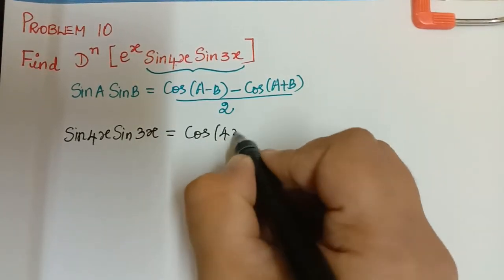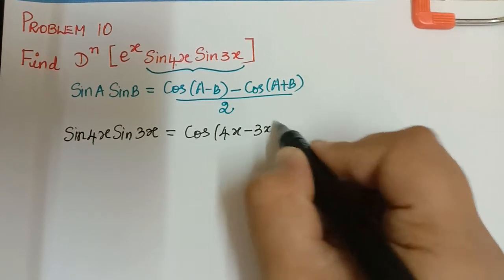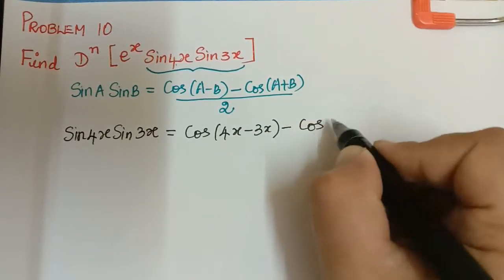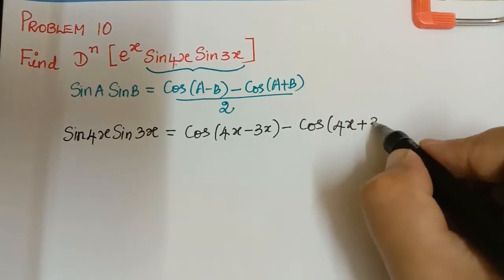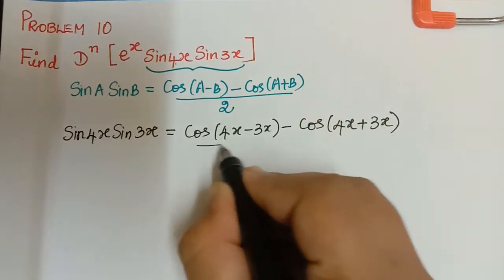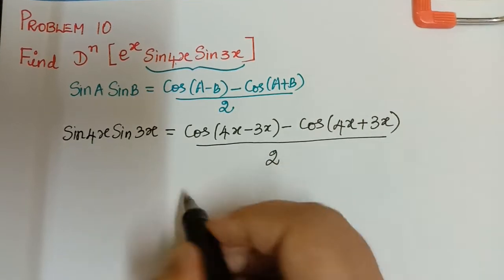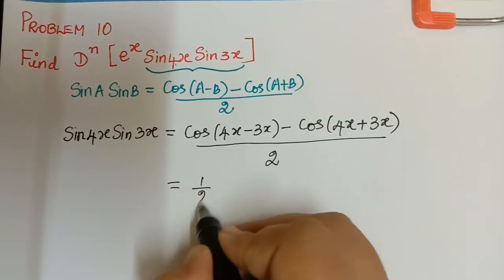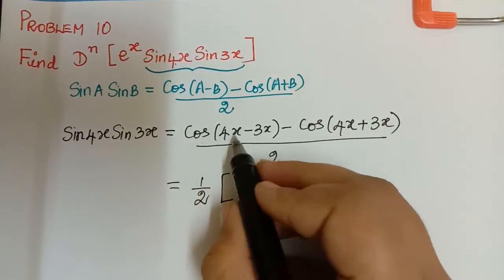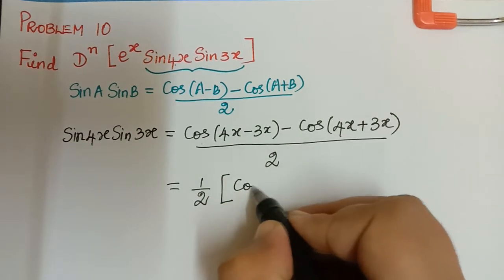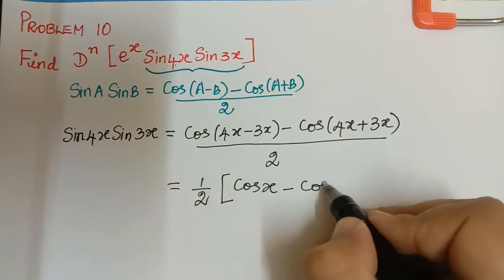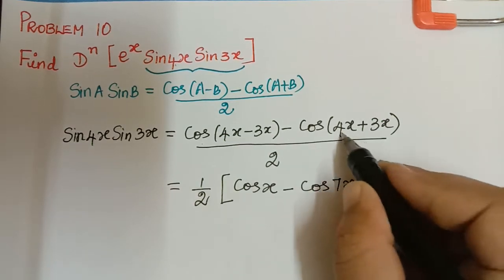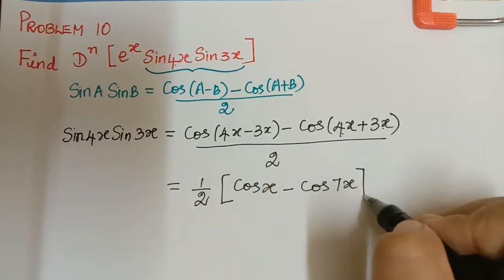So 4x minus 3x, minus cos A plus B, so 4x plus 3x, the whole divided by 2, and so that is equal to 1 by 2 of cos 4x minus 3x, which is cos x, minus cos 7x, because 4 plus 3 is 7, so cos 7x.